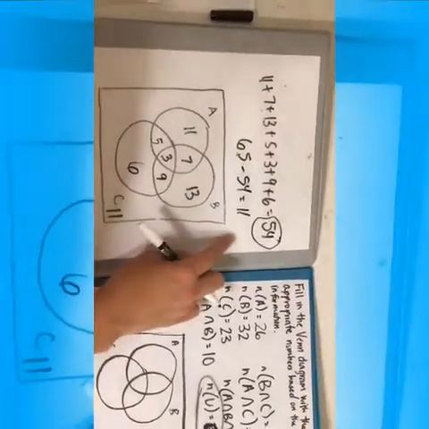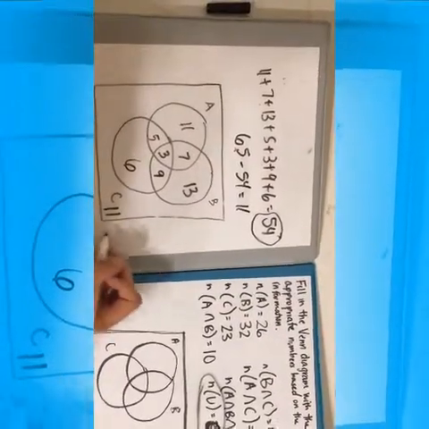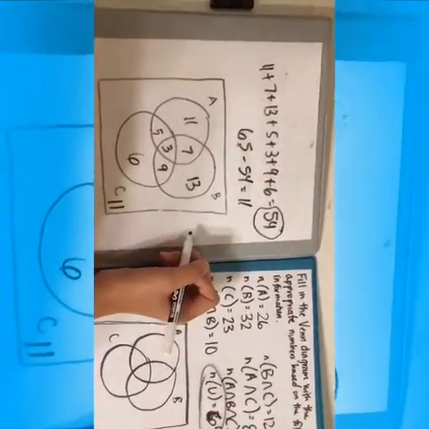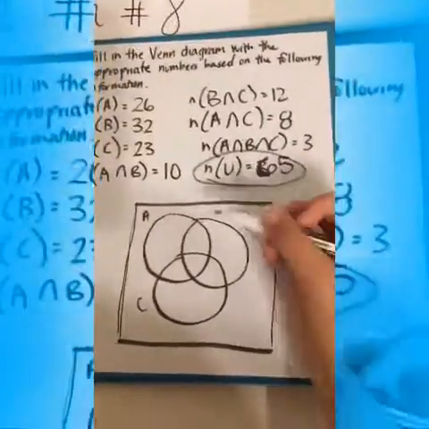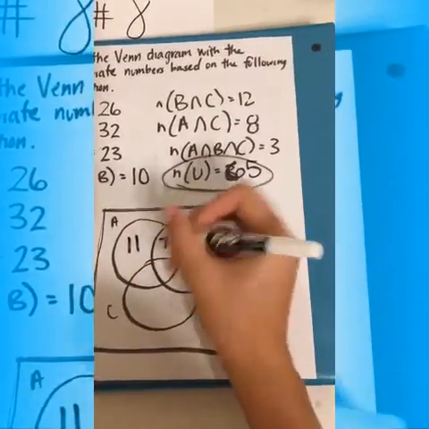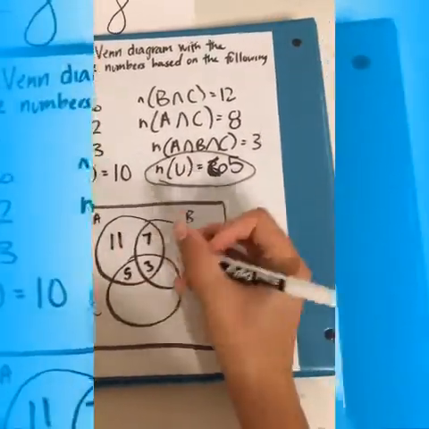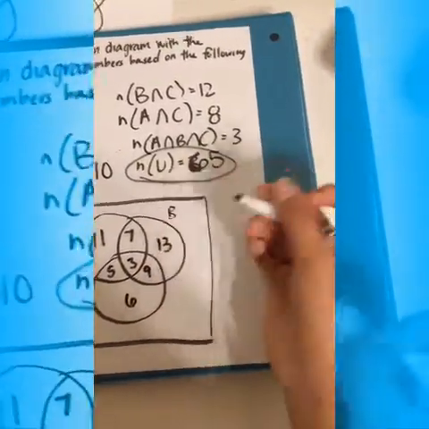Now if you add up all of these numbers, you will get the right answer. So to end, we will fill it in with 11, 7, 3, 5, 9, 6, 13, and 11.